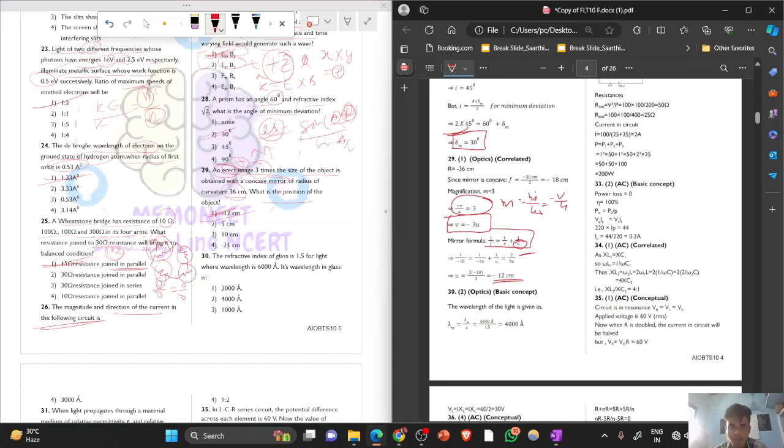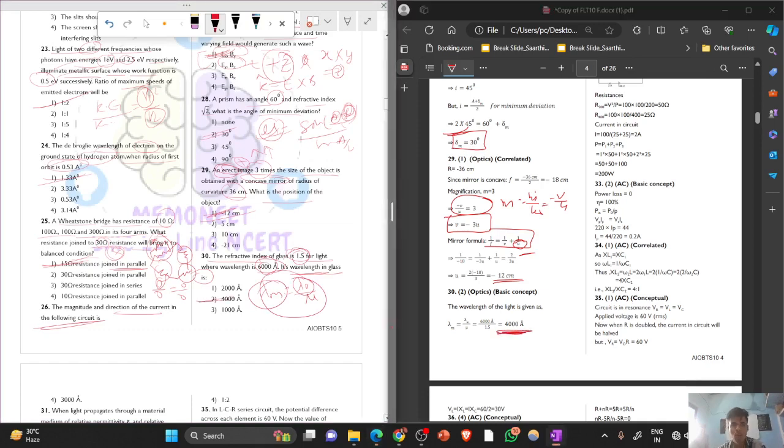Now moving ahead, the refractive index of a glass for a light wavelength is given. It's asking about the wavelength in glass. You know the wavelength in a medium is equal to lambda naught by mu. So from here you know this and you know the refractive index. You can calculate the wavelength and that will come out to be your 4000 angstrom. It's again a formula based question.